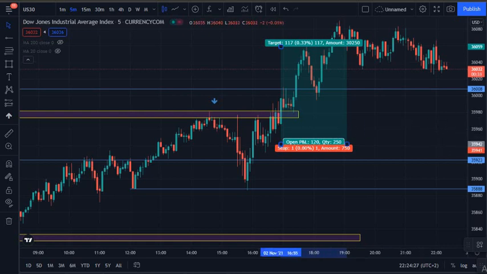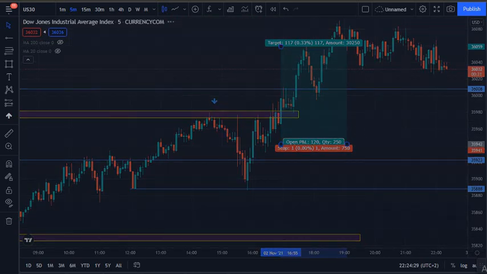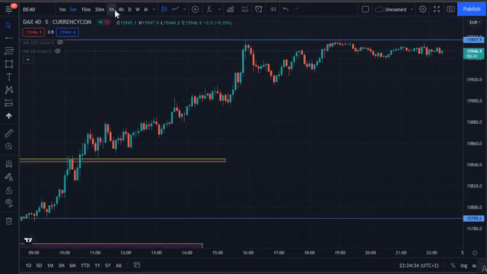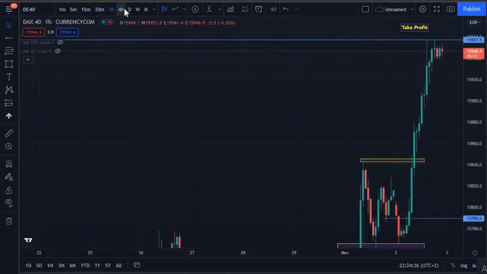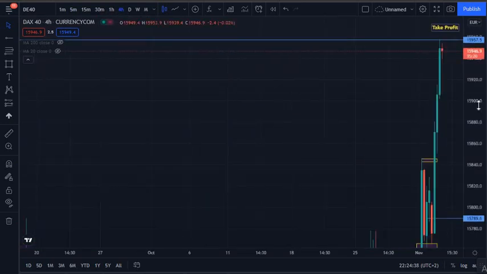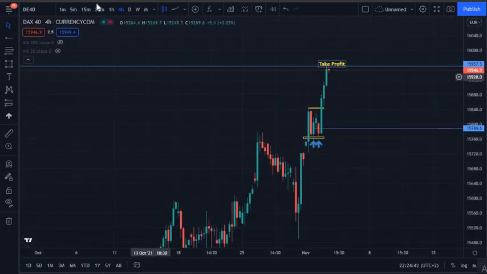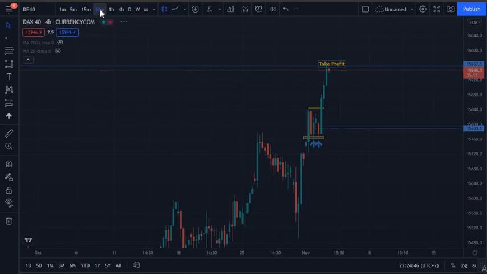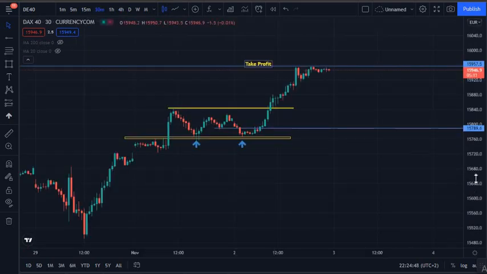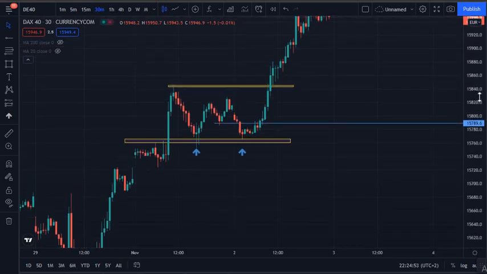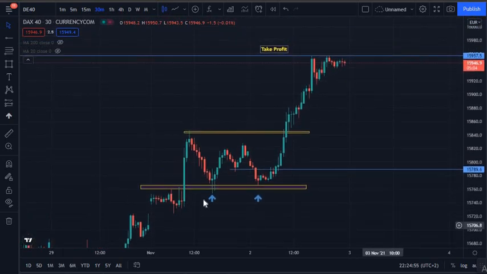Okay, gentlemen, the next one that we're going to go to is DAX 40. What do we do? Identify trend, uptrend. What do we do after identifying uptrend? Find areas of value on the lower time frames. We found our area of value on the lower time frames. This is our support, this is our resistance.